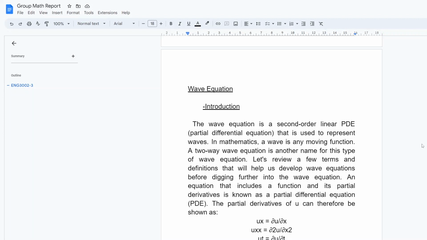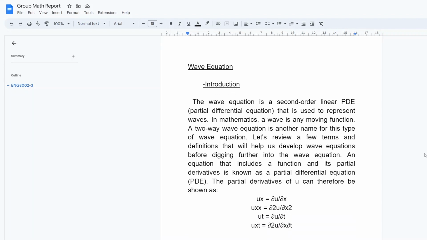Today I will be introducing the wave equation. So, introduction. The wave equation is a second order linear partial differential equation that is used to represent waves. In math, a wave is any moving function. A two-way wave equation is another name for this type of wave equation.